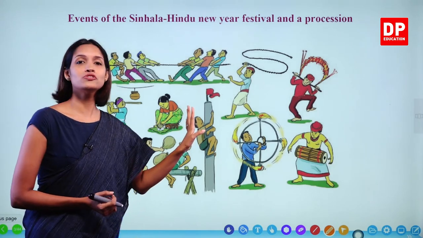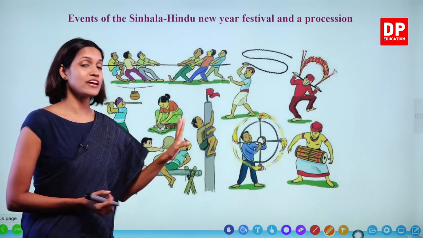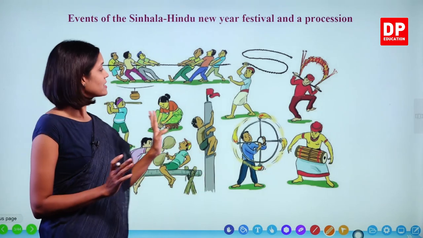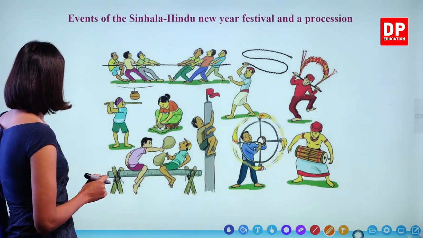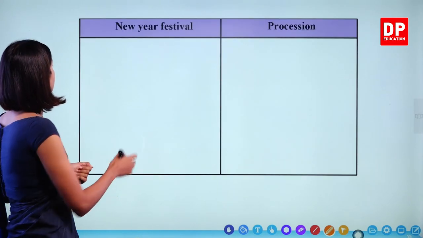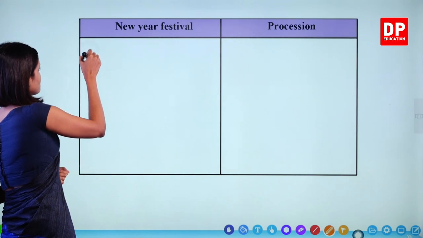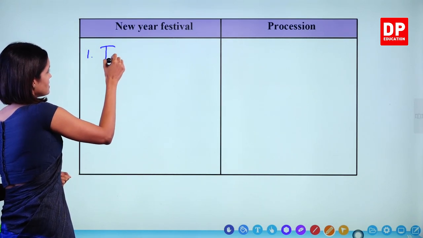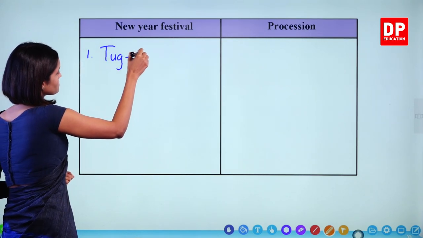So I'm sure you must have done the activity correctly. Now I'm going to divide these different activities in our table, right? We will do that now. So New Year festival, the first one was tug of war.